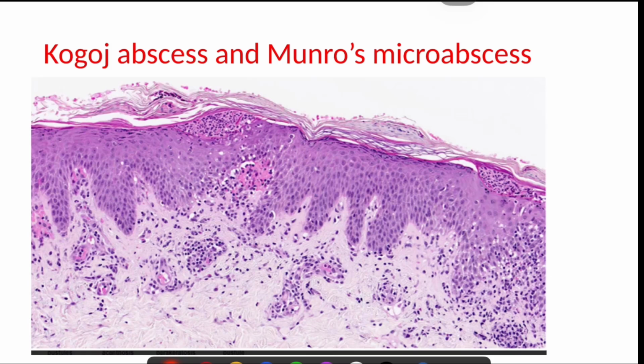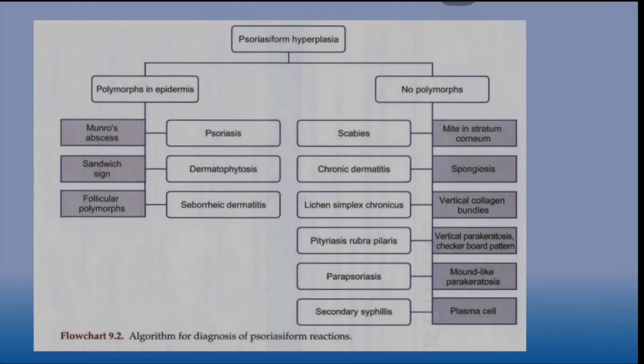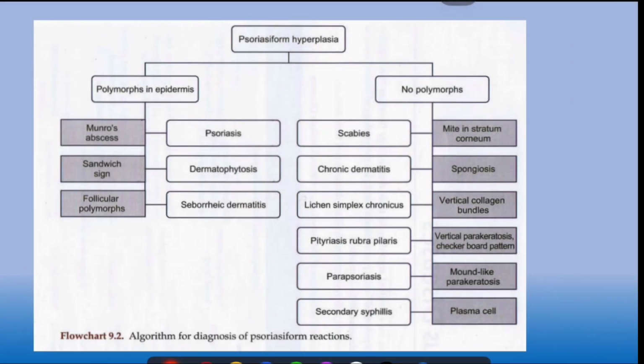So this is called Munro microabscess, which is in the keratinous layer, but the Kogoj abscess is present in the epidermis layer. So this is the Kogoj pustule, this is Munro's abscess. Again you can identify this abscess. Now in psoriasiform hyperplasia, we have to identify whether there are polymorphs in the epidermis or no polymorphs. So if you identify Munro's abscess, it is psoriasis.